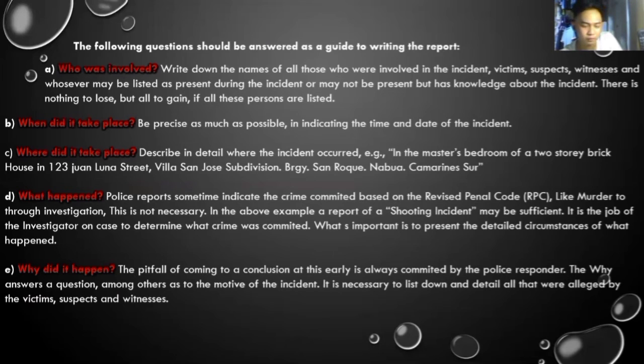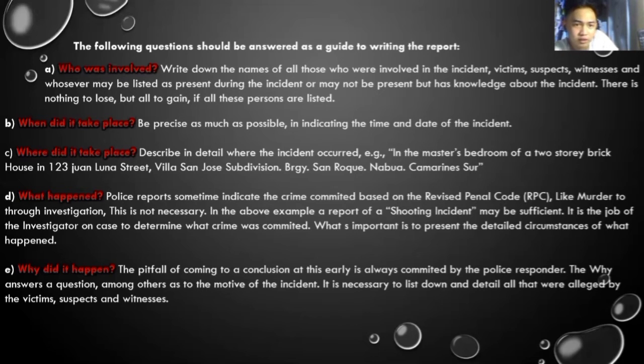Who was involved? Write down the names of all those who were involved in the incident: victims, suspects, witnesses, and whosoever may be listed as present during the incident, or may not be present but has knowledge about the incident. There is nothing to lose but all the gain if all these persons are listed. Ilagay doon yung mga pangalan na involved sa insidente, victim o suspect, witnesses na present doon sa insidente.